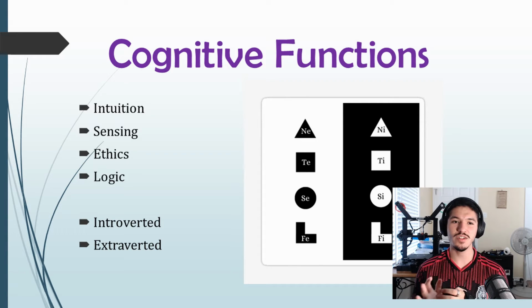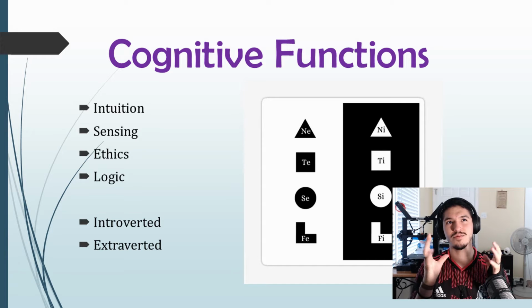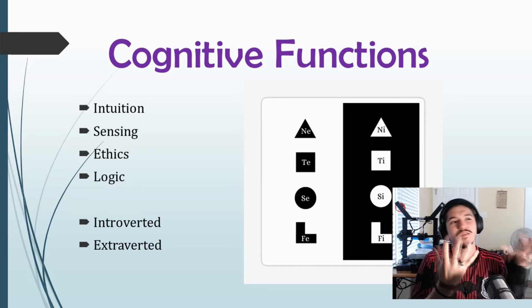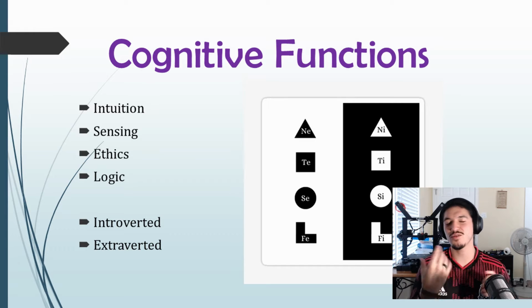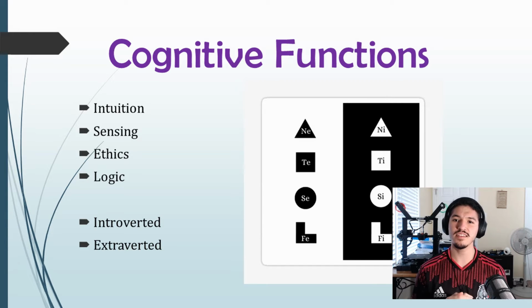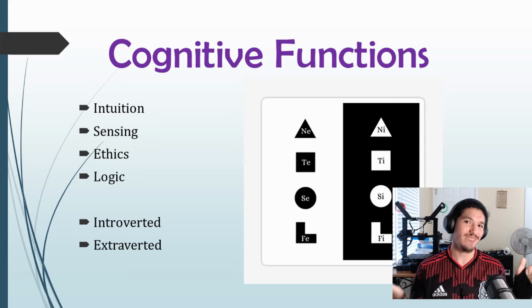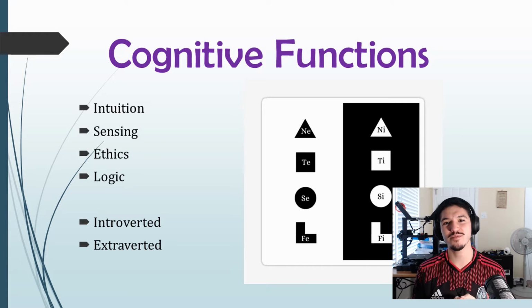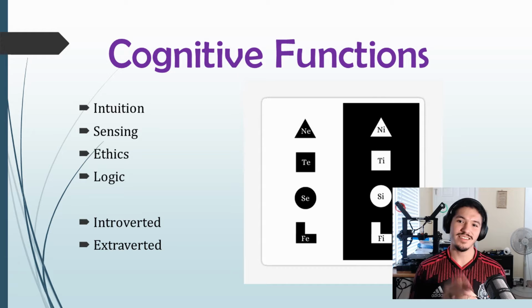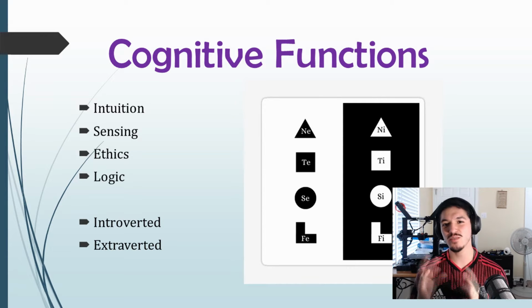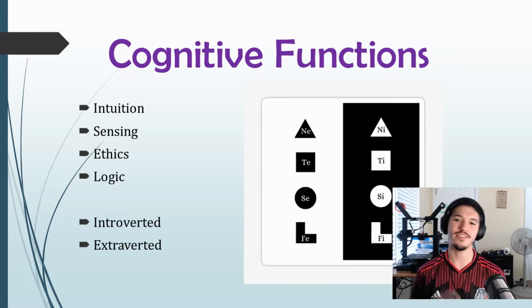So intuition is a little more abstract. It has ideas, possibilities, and that sort of potential. And for sensing, it's literally just your senses, like your sight, your touch, your hearing, your smell, your five senses, right? Or more if you have more. Your ethics is pretty self-explanatory. It's basically ethics. And logic, again, is pretty self-explanatory. So your ethics and your logic are your processing functions. That's what you use to process information, through either your ethics or your logic.